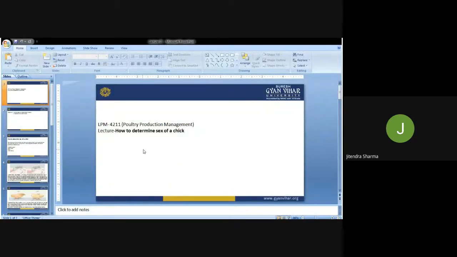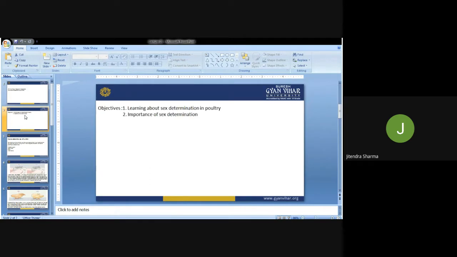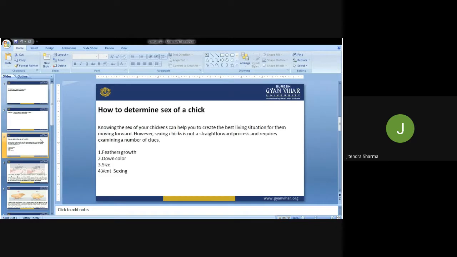Good morning, students. Today we'll discuss sex determination in poultry birds, and the objectives of learning are how we can understand the sex determination process in poultry and what is the importance of sex determination in poultry birds. These are our two objectives, that after we complete the discussion about the sex determination process, we'll have learning about these two objectives. So how do we determine the sex of a chick?